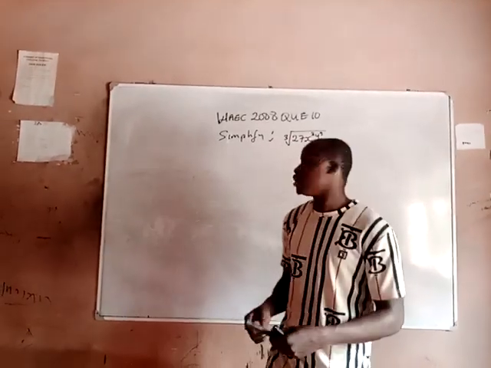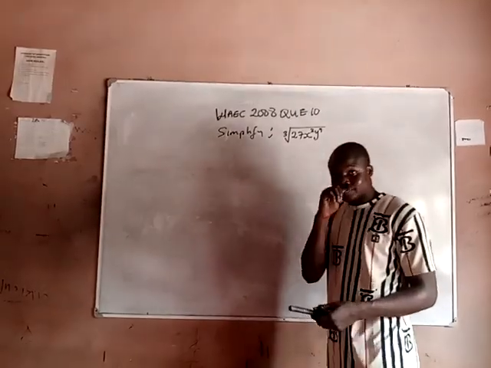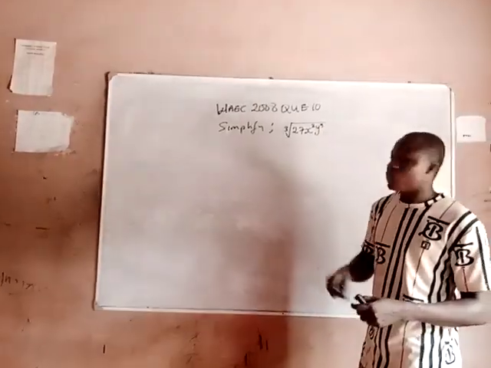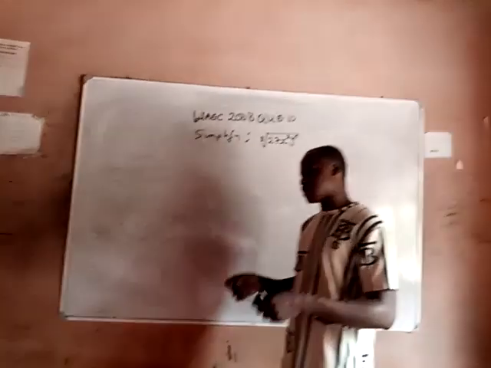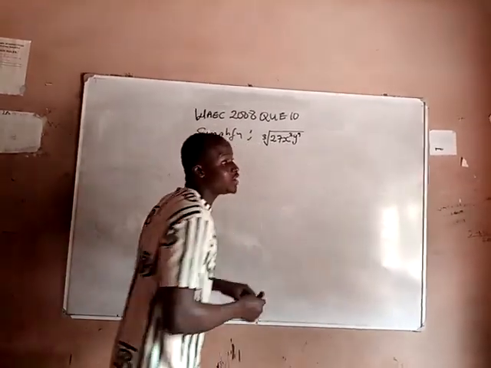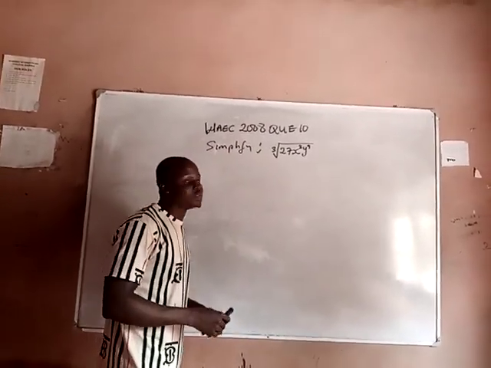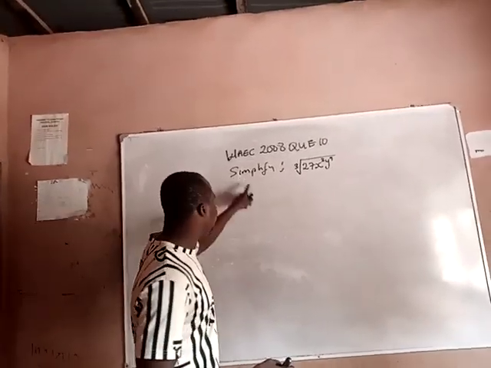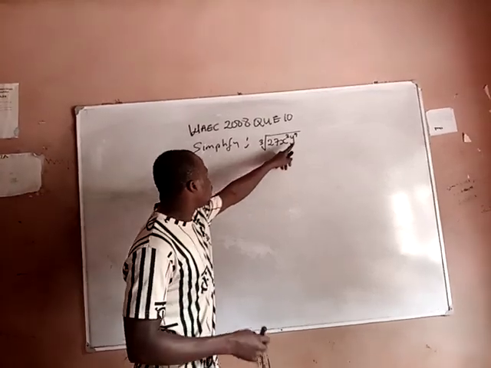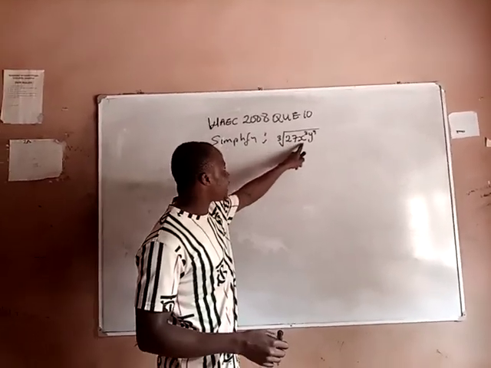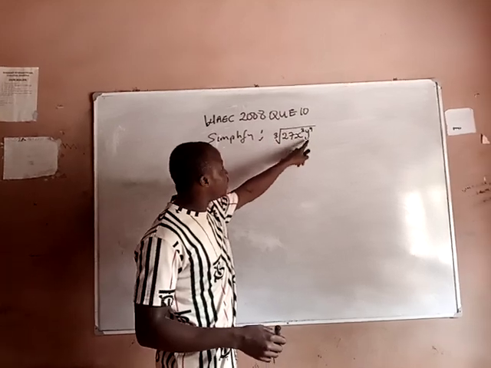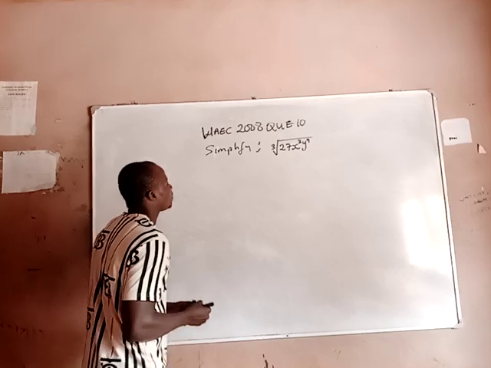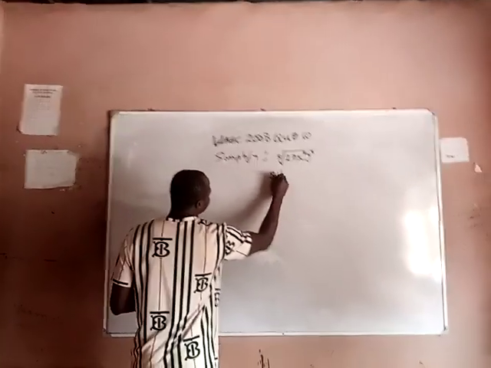In this video, we are going to talk about this question, WAEC 2008 question 10. This is a very interesting WAEC question that students need to pay attention to. Simplify the cube root of 27x^3y^9. How are we going to solve this?